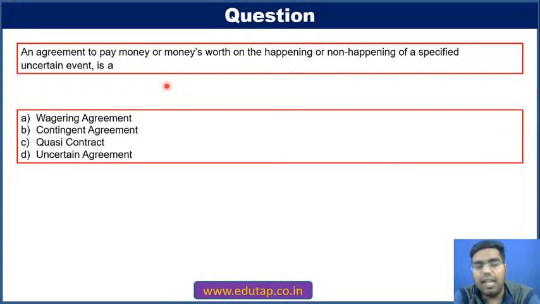Next: an agreement to pay money or money's worth on the happening or non-happening of a specified uncertain event is a dash. Wagering agreement, contingent, quasi or uncertain.